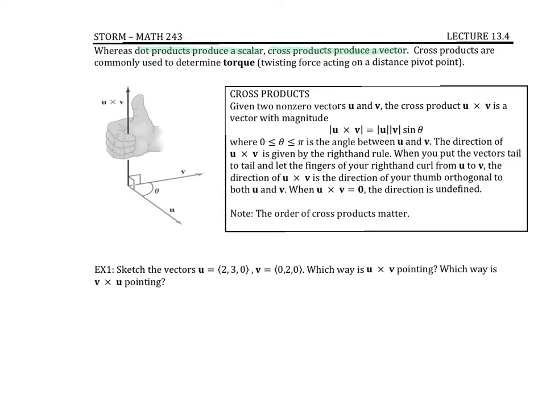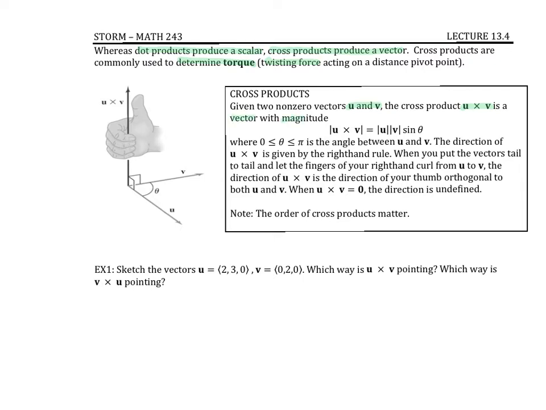What we commonly use cross products for is to determine what we call torque. Torque is a twisting force, and we'll look at why we use cross products to describe torque. First of all, if you have two vectors, u and v, and these are not zero vectors, then their cross product, which we write with a symbol that looks like a multiplication symbol but is our cross symbol, u cross v, is going to be a vector.